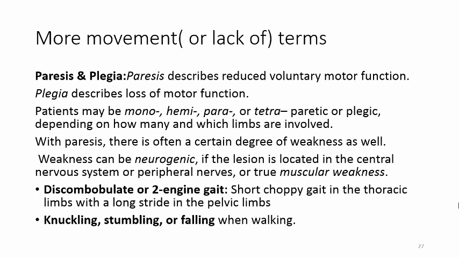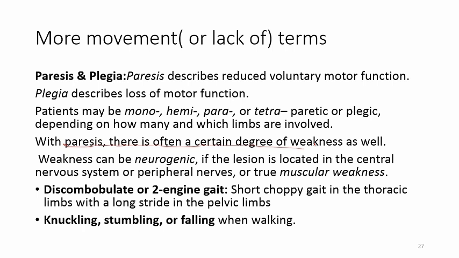So we need to think about paresis and plegia. Paresis is reduced voluntary motion, whereas plegia is loss of motor function. So you can have mono, hemi, para, and tetra, either paretic or plegic, depending upon what's involved. And with paresis, there's always a certain degree of weakness.